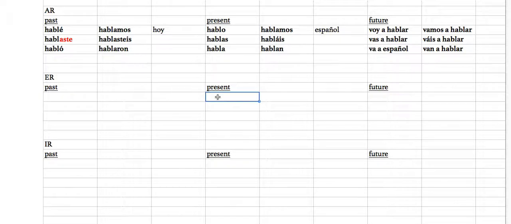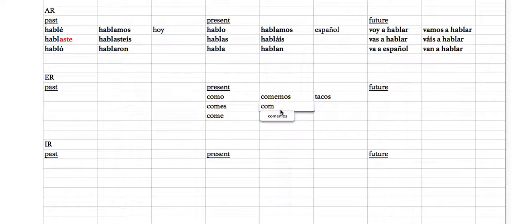Moving right along, we could use comer, to eat. Okay, como, I eat. What's our stand-in? Tacos, no? Como tacos. Do you eat tacos? Comes tacos? He eats tacos. Come tacos. We eat tacos. Comemos tacos. Notice that the A from hablar, hablamos, becomes comemos. So the AR becomes amos and the ER becomes emos.